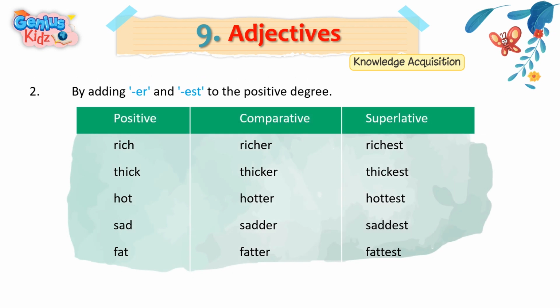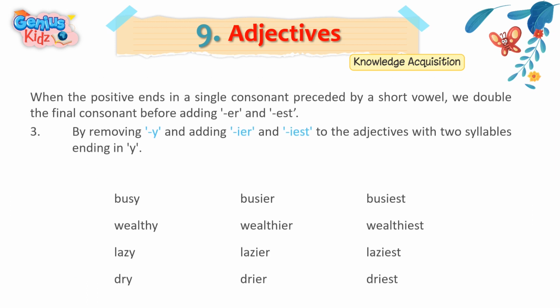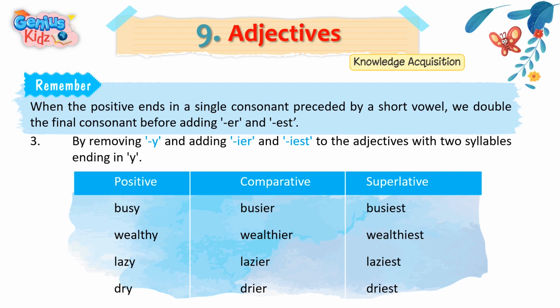2. By adding "er" and "est" to the positive degree. Positive, comparative, superlative: rich, richer, richest; thick, thicker, thickest; hot, hotter, hottest; sad, sadder, saddest; fat, fatter, fattest. Remember, when the positive ends in a single consonant preceded by a short vowel, we double the final consonant before adding er and est.